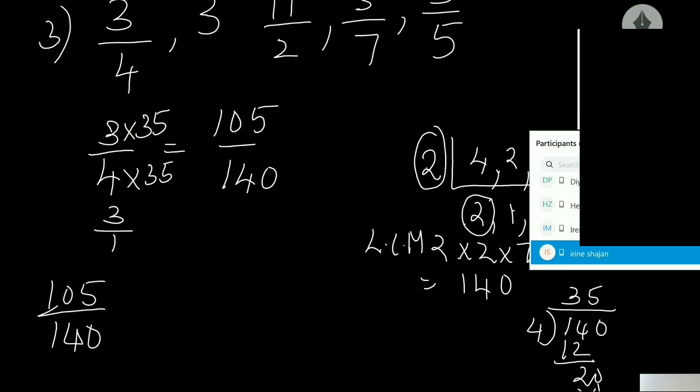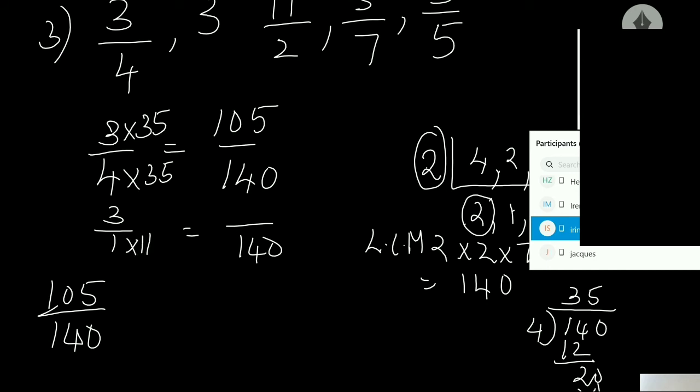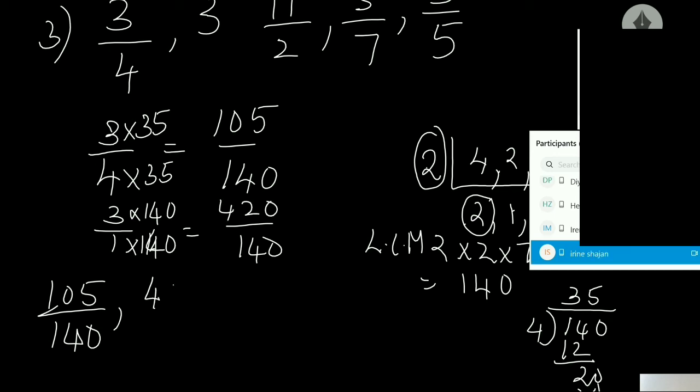Now we write the next fraction, that is 3, as an equivalent fraction with denominator 140. So the numerator is 3 and the denominator is 1. 1 has to be multiplied by 140 to get the denominator 140. So we multiply the numerator also by 140. Now it is 3 into 140. So the fraction becomes 420 by 140. That instead of 3, we can write 420 by 140.